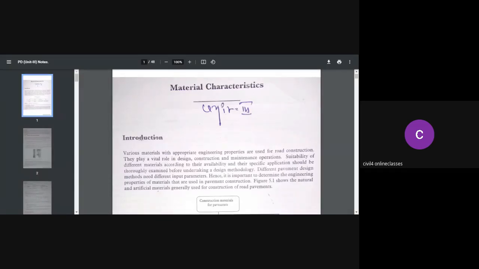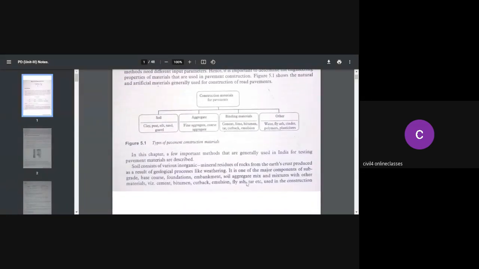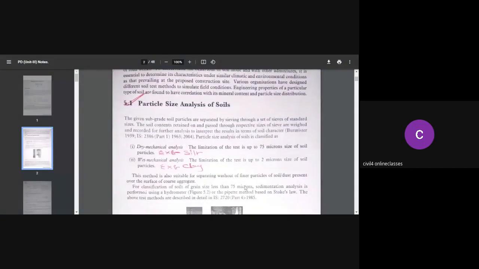Generally, what kind of materials do we require? Four categories. We have soil, and in soil you have different types like clay soil, peat, silt, sand, and gravel. Then aggregates like fine aggregate and coarse aggregate. Binding materials like cement, lime, bitumen, tar, cutback, emulsion, everything. Other materials like water, fly ash, cinder, polymers, plasticizers. So these are the materials you require.